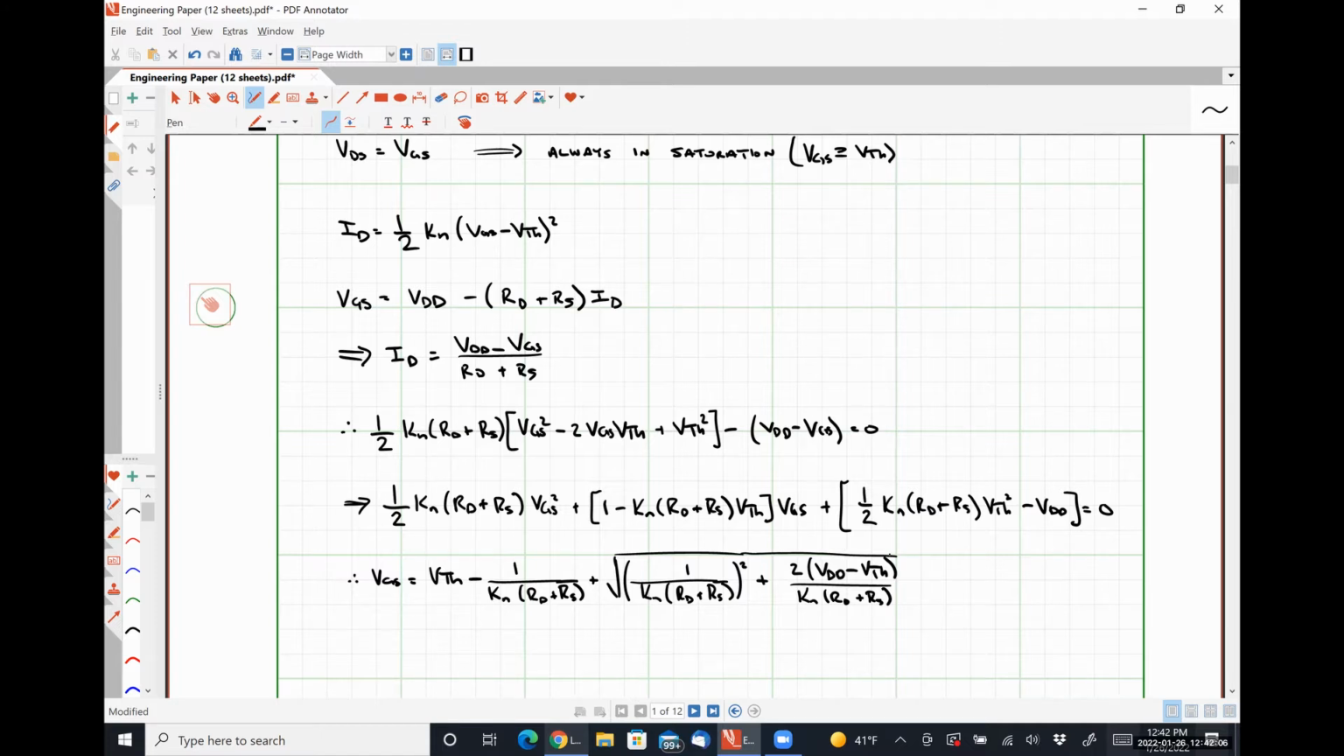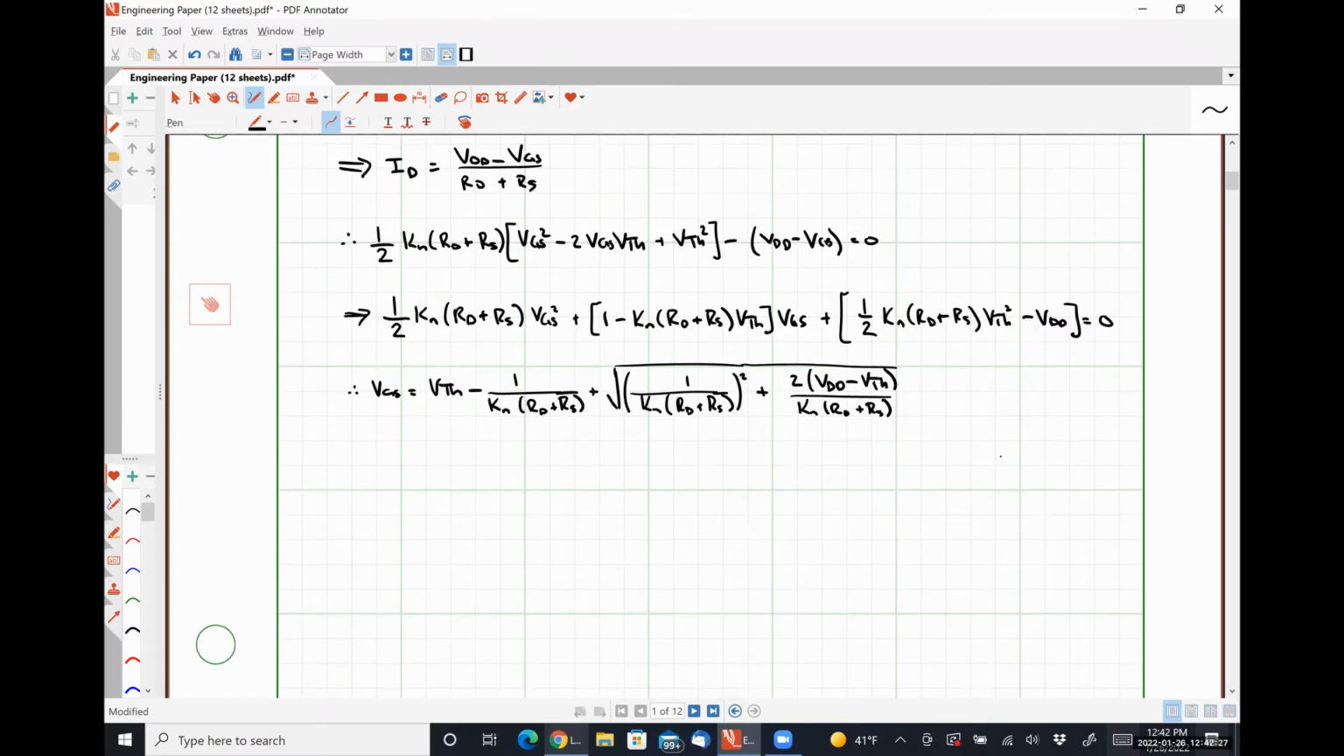Obviously, we can use this equation to solve for VGS, plug this VGS value into our equation for ID, and then we have our operating point for our circuit. So let's do just that for the following circuit.